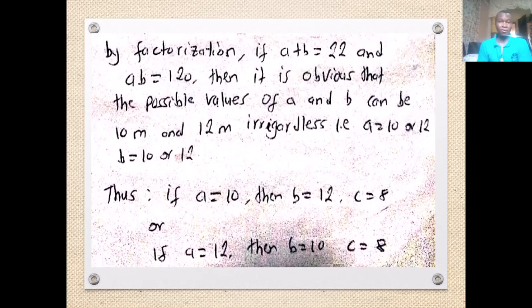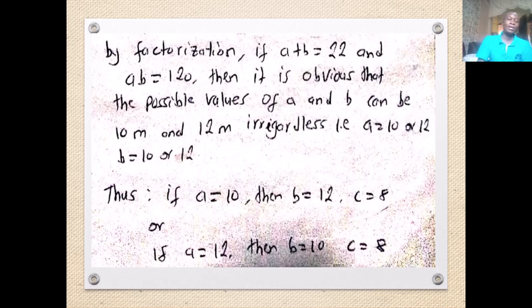But there's another way that if you use, you are going to end up with a quadratic equation, which you are also going to solve. So I assumed that this is a quadratic equation, having A plus B is equal to 22 and A times B is equal to 120. By factorization, we look for two numbers that if you add, you get 22, but if you multiply them, you get 120. Obviously, these possible values of A and B can be 10 meters and 12 meters regardless. That means A can either be 10 or 12, or B is 10 or B is 12.